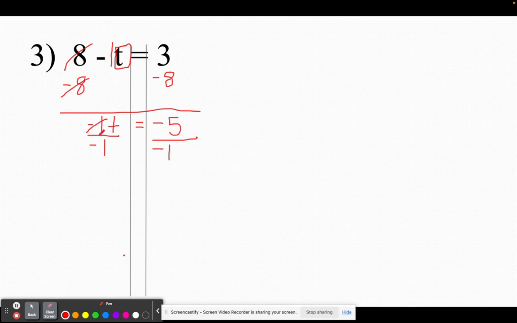Both my negatives will cancel, and so I'm left with 1t. And negative 5 divided by negative 1 is positive 5. So if I put a positive 5 up here where this t is, 8 minus 5, 3? Sure is.